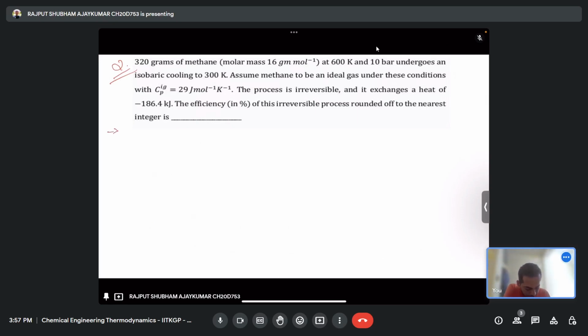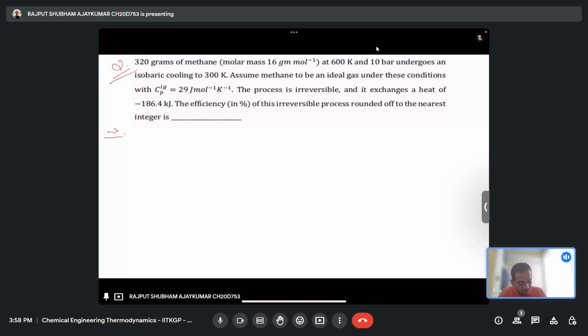Okay, the question that has been given is: 320 gram of methane, which has a molar mass of 16 gram per mole, at a temperature of 600 Kelvin and pressure of 10 bar, undergoes an isobaric, that is, constant pressure process to a temperature T2 of 300 Kelvin. Assume methane to be an ideal gas in these conditions, with specific heat at constant pressure of 29 joule per mole Kelvin. The process is irreversible and it exchanges heat, that is, it is giving off heat. Find the efficiency in percentage of this reversible process, rounded to the nearest integer.